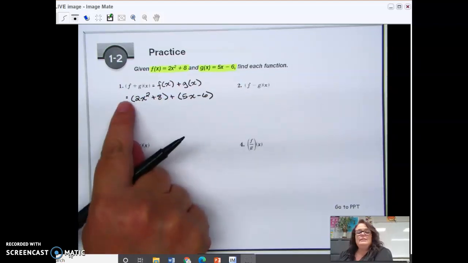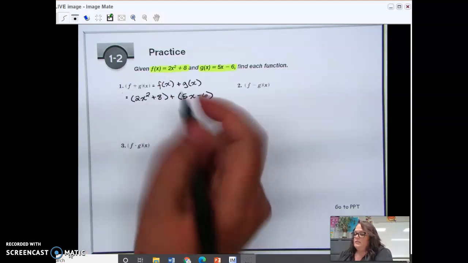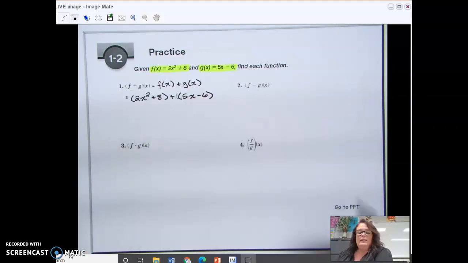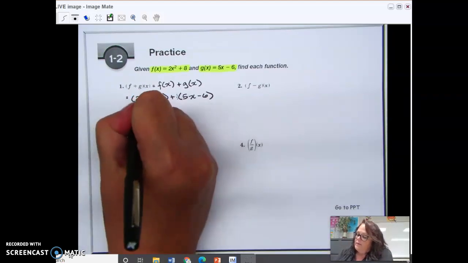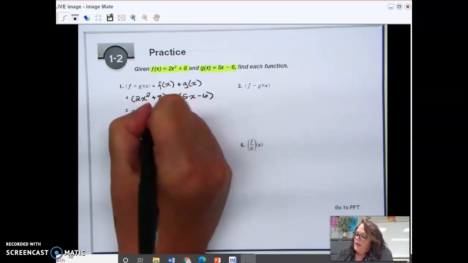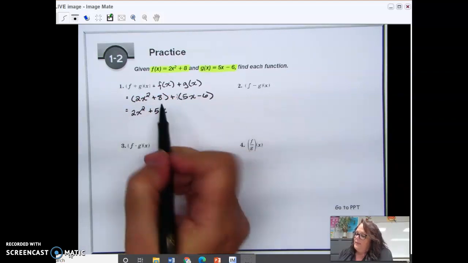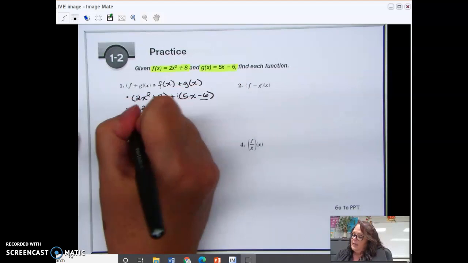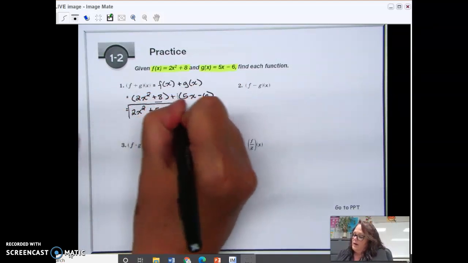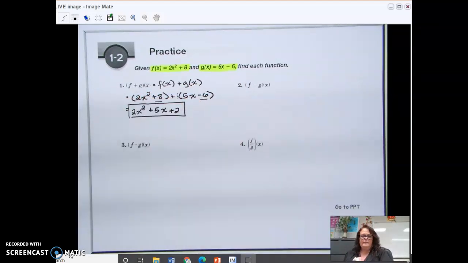Because I don't have anything in front of this parentheses, it's okay to just drop those parentheses. And since I only have an invisible 1 in front of those parentheses, I could drop them as well. So I'm just going to combine like terms. I have a 2x squared, I have a 5x, and then positive 8 plus negative 6 gives me positive 2. And so this would be the sum of f and g. Take a moment and pause the video and see if you could do the second example.